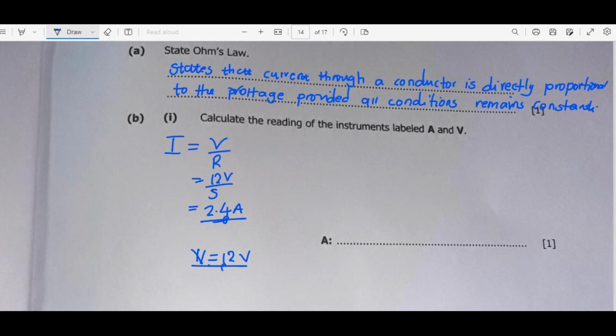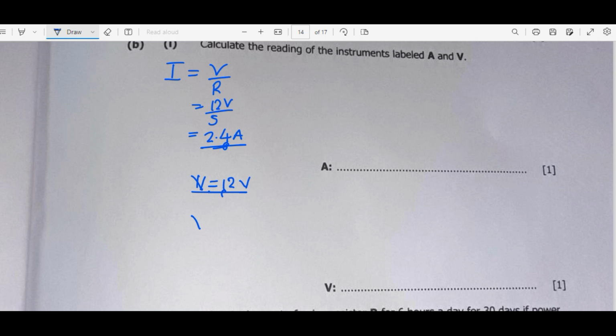Why? Because we only have one resistor and the connection is in series. So the same amount of voltage that was produced by the source was the same amount of voltage that was being consumed. Or if we want, we can also find the same answer. We can see that voltage is equal to current times resistance. Remember, the current is 2.4, resistance is 5. So if you multiply 2.4 times 5, you still get the same answer, 12 volts. So this is what we can do.